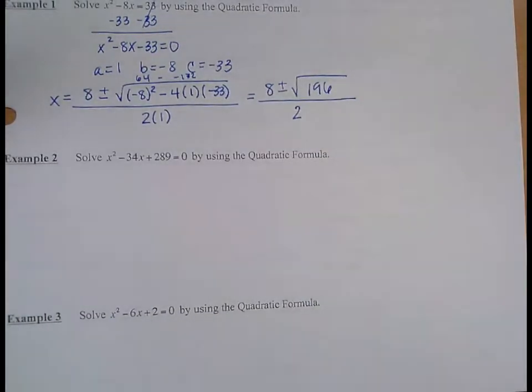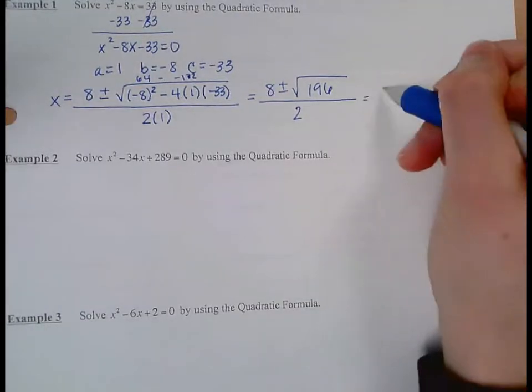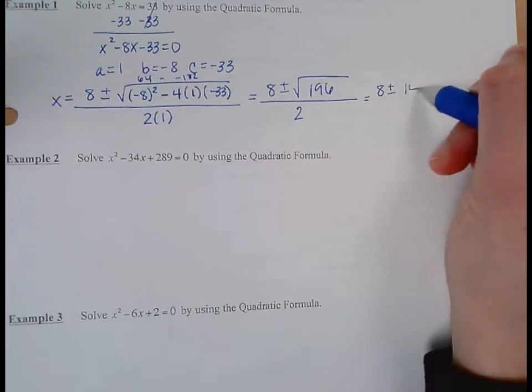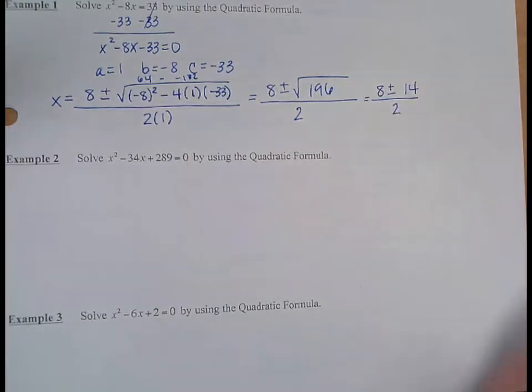And then what would you have to do next to simplify? The square root. So is 196 a perfect square? Can you take the square root? If you said yes, what is the square root? 14. So 8 plus or minus 14, all divided by 2.